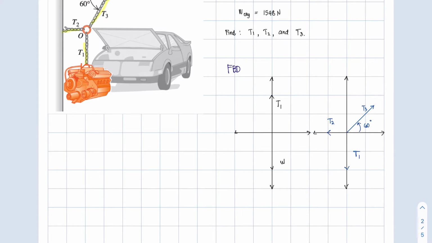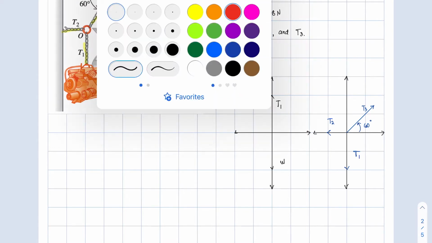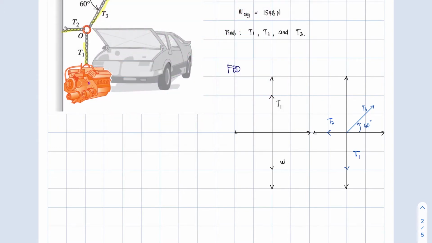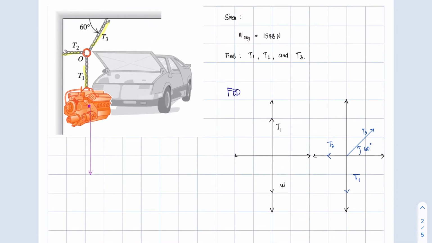And one salient consideration that you should note is this is a problem where there is no motion both of your engine and this hoop or ring that you are seeing here. And of course, as I've mentioned last time, naani weight imong engine na equal to 1548 newtons. Mao ni diri. Weight is equal to 1548 newtons, and your task is to solve for T1, T2, and T3.